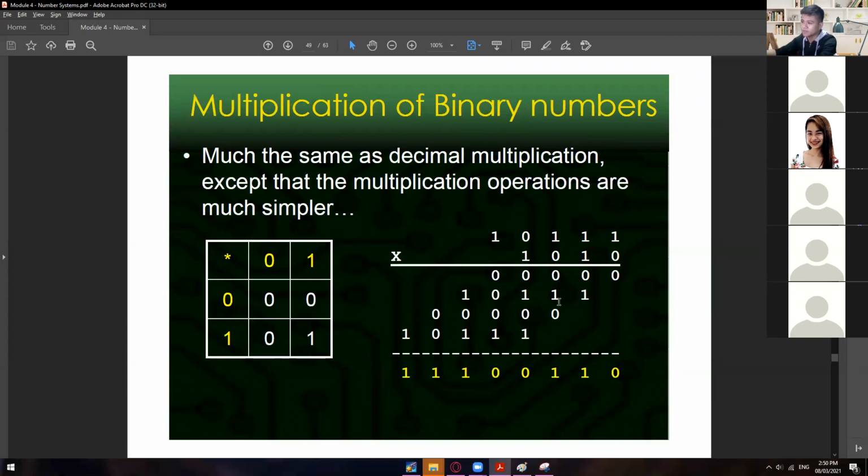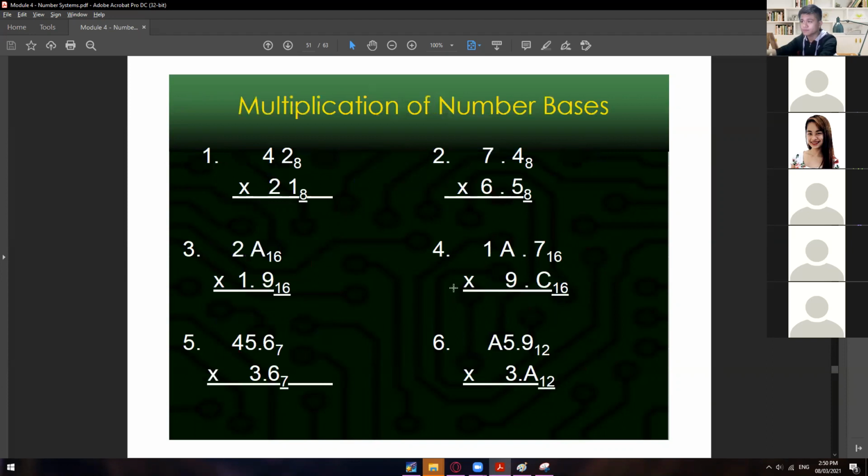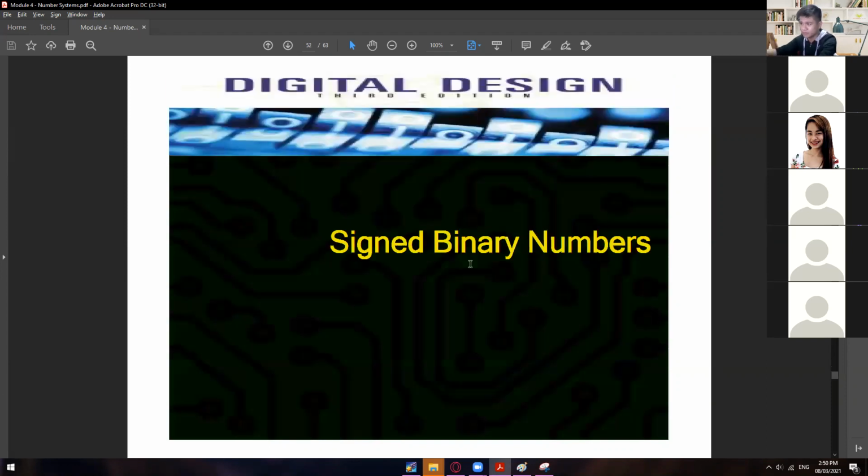So 0 plus 1 is 1, still 1. 1 plus 1 is 0, carry 1. So 1 plus 1 is 0, and then we'll carry 1. So 1 plus 1 plus 1 is 11. So carry 1, bring down 1. And then of course, bring down 1 plus 0 is 1, and then 1, which is 1. All right? So multiplication of binary numbers is very straightforward. All you need to do is multiply it and then perform addition. So there you go. There are the other examples.